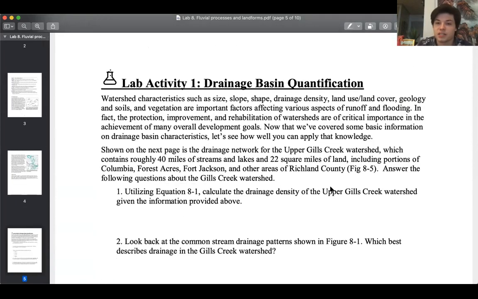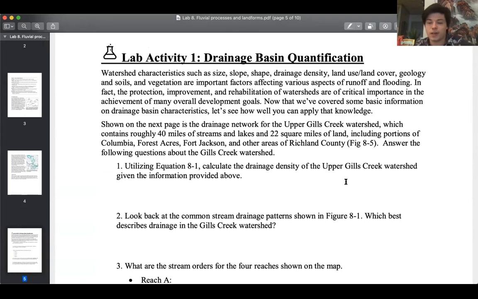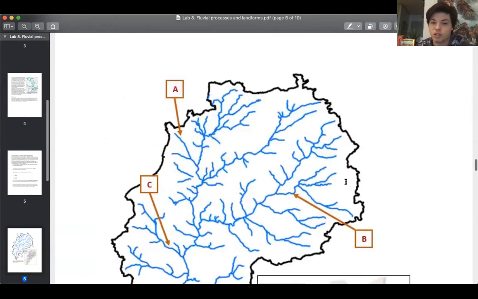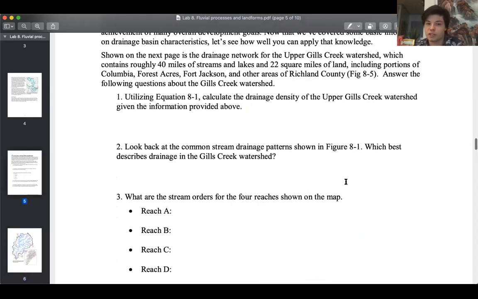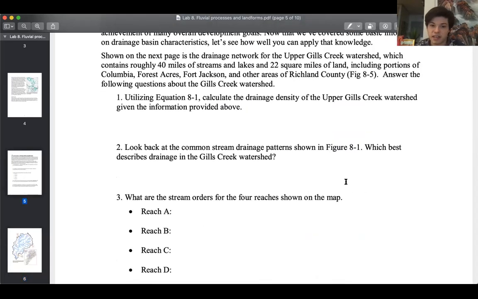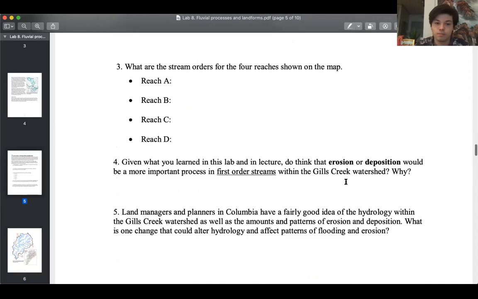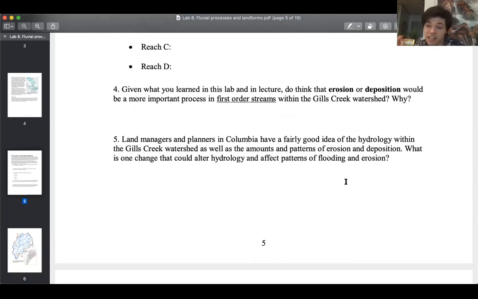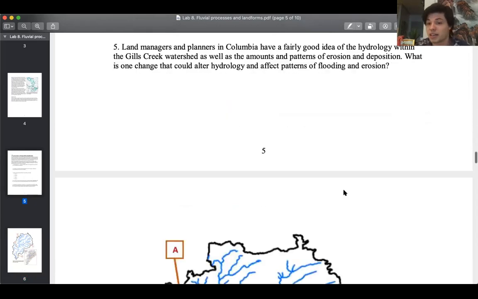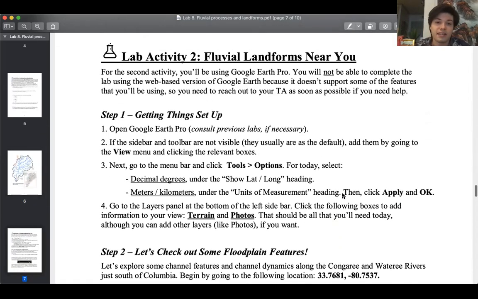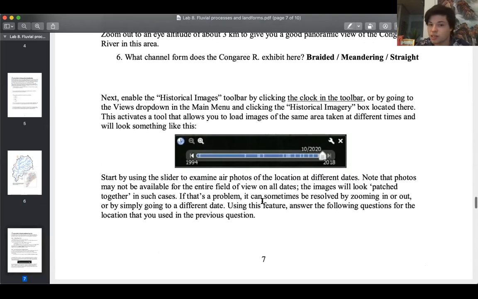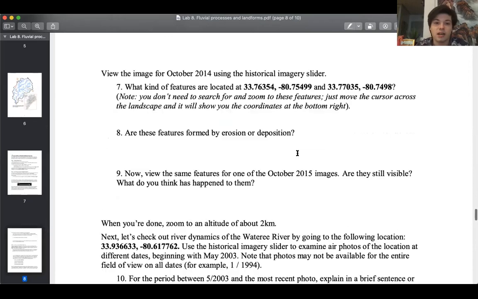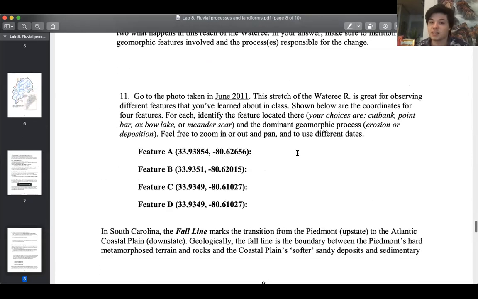The first lab is a semi-theoretical quantification. You'll be looking at the Gills Creek watershed around Columbia, and you'll be doing some of those calculations like drainage density and stream order, thinking about what those mean and connecting them to some of the ideas you've talked about in lecture. And then second, we'll be going into Google Earth Pro, like we just did, and using some of those tools. Here it shows you how to look at historical images, and you'll be investigating and describing some different features around Google Earth Pro.